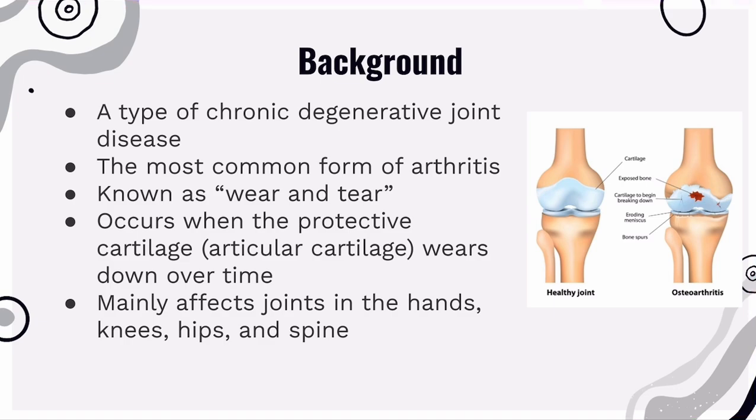Symptoms will occur when the protective cartilage, otherwise known as the articular cartilage, wears down over time. This cartilage helps cushion the ends of bones during movement and absorbs impact on the bones. The photo here shows a healthy knee joint and one with osteoarthritis.